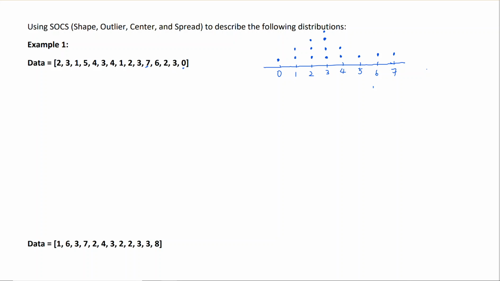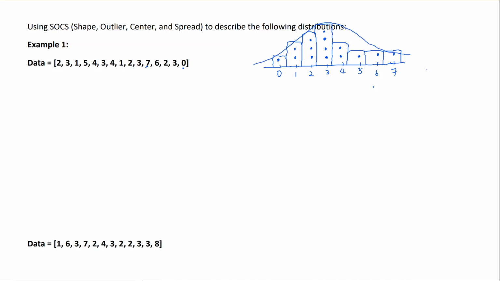Based on their heights, this is for 0. This is for 1. This is for 2. For 3, 4, 5, 6, and 7. Okay, then draw an overall curve based on that. Kind of looks like this, right?